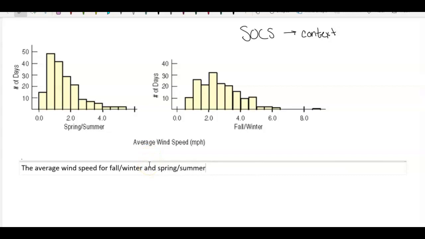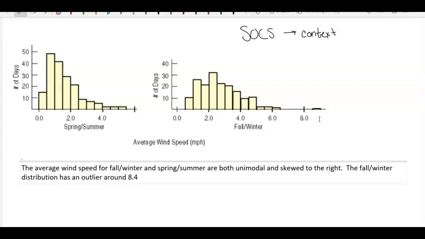and spring, summer are both, I would say, unimodal and skewed to the right. If you look over here on the left, it doesn't really look like spring, summer has any outliers. These ones past 4 might, but we're not exactly sure. But definitely in fall, winter, there's an outlier past 8. The fall, winter distribution has an outlier around, what is that, probably 8.4, with a gap between 6.2 and 8.4.